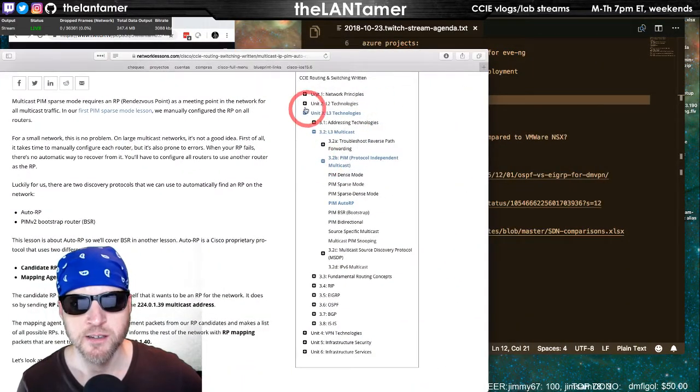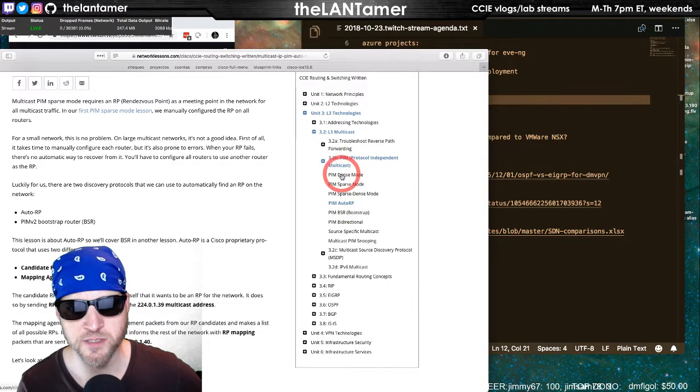So yeah, I'm about halfway through PIM now. I've done dense and sparse-dense. I'm going to try to knock out auto RP and bootstrap router tonight.